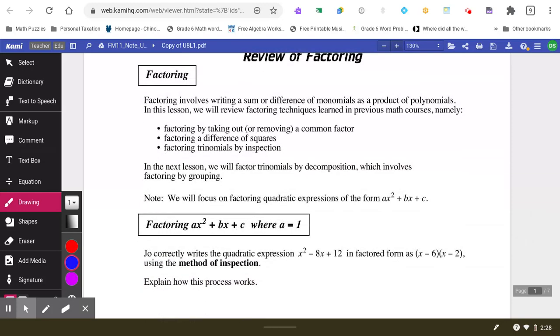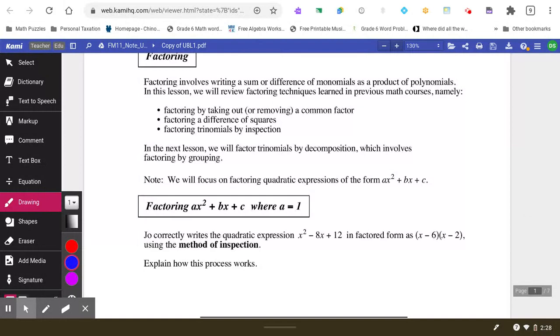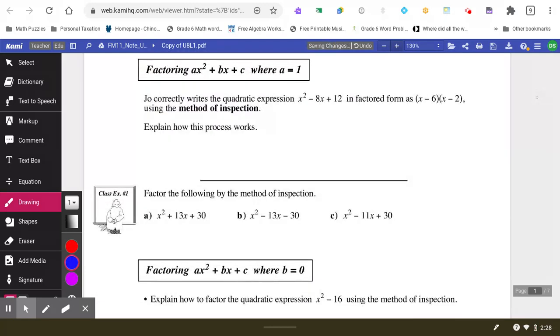So this says we're going to factor by taking out or removing a common factor, doing a difference of squares, and factoring trinomials by inspection. It says in the next lesson, we will factor trinomials by decomposition. I am not going to do that. I am not going to be doing decomposition. All right, here we go.